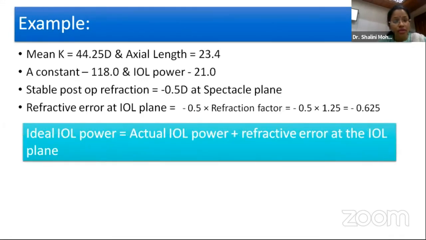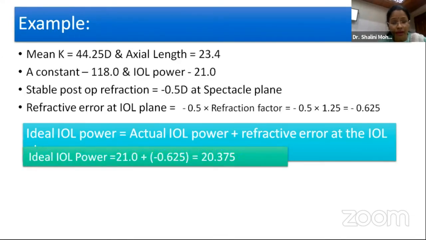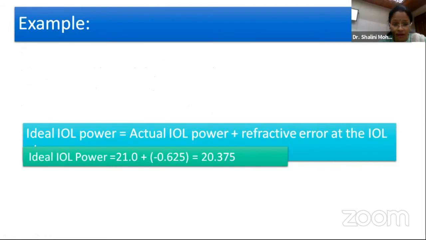So what we need to assess is what should have been the ideal IOL power which should have been implanted inside the eye. It is equal to actual IOL power plus refractive error at the level of IOL plane. So here, what will be the actual IOL power? Ideal IOL power should have been 21 plus, and mind you that we need to mention this sign, minus 0.625. So that equals 20.375, and this should have been the lens which should have been implanted inside the eye.